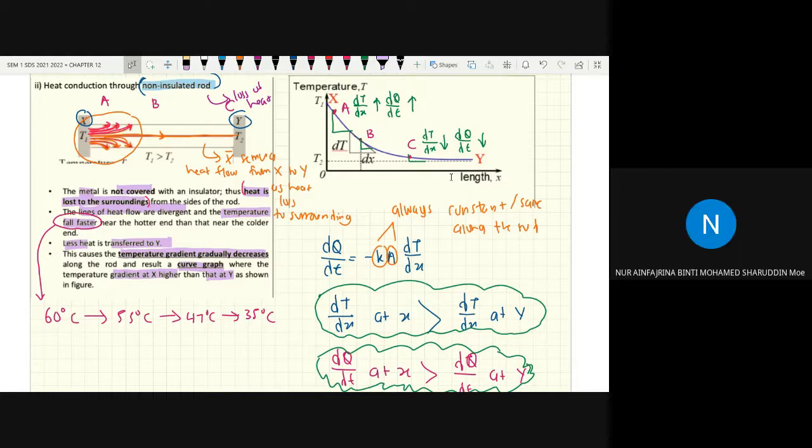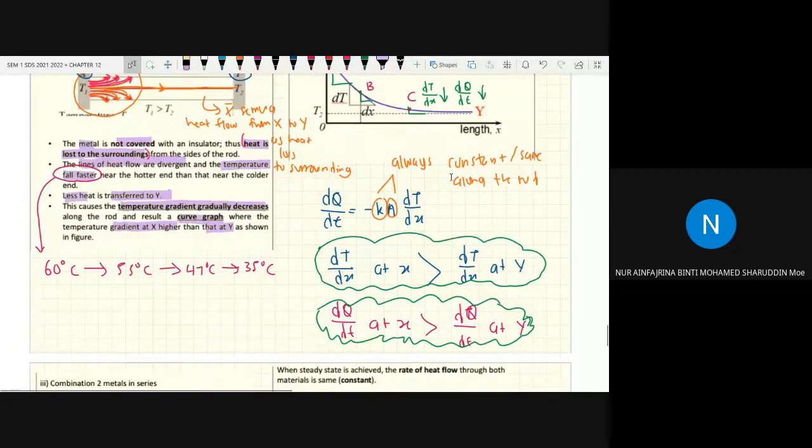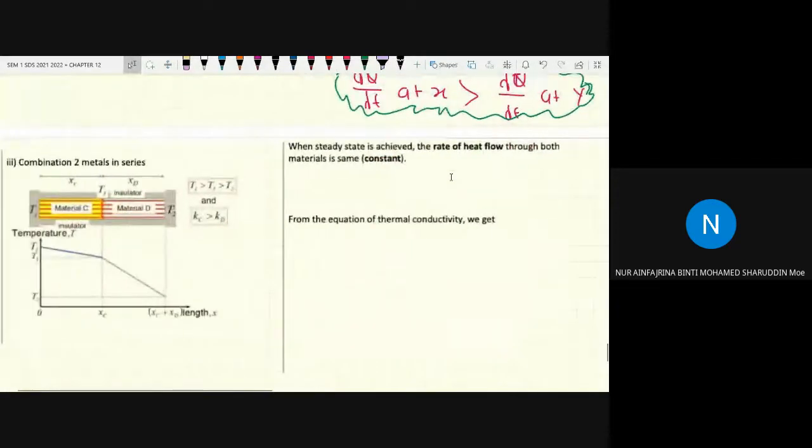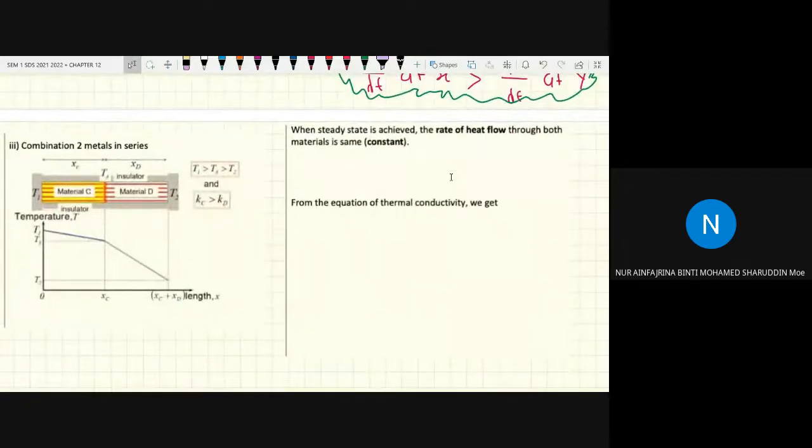Dah? Okay, kalau dah, Miss nak masuk the last part for today, which is combination two metals in series. Okay, this one adalah awak akan ada two material, cerita dia. Two metals in series. So, bila two metals in series, no heat loss to surrounding. Korang kena tahu benda tu dulu. No heat loss to surrounding.